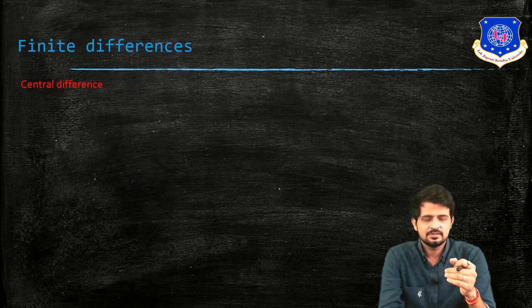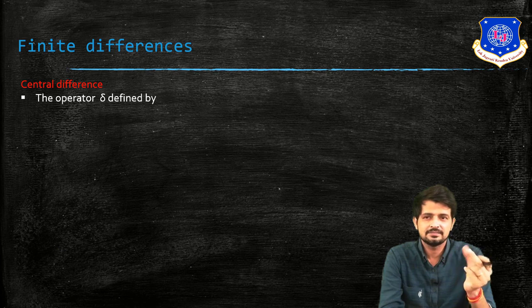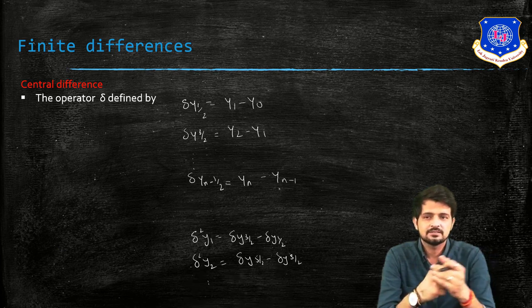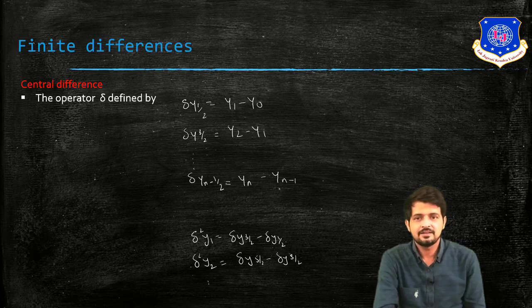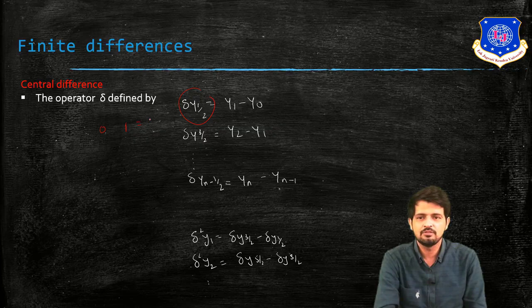And the last type of difference is central difference. As the name suggests, we are taking the center value, right? And it is denoted by delta. So operator delta can be defined like this. We have to start from delta y 1 by 2. See, here we have written delta y 1 by 2. Why 1 by 2? Because the first value is 0, the second value is 1. We have to take the mid value, and the mid value will be 0 plus 1 by 2, that is 1 by 2. Again my second value is 1 and third value is 2, so 1 plus 2 by 2, that is 3 by 2, so I have written here 3 by 2.